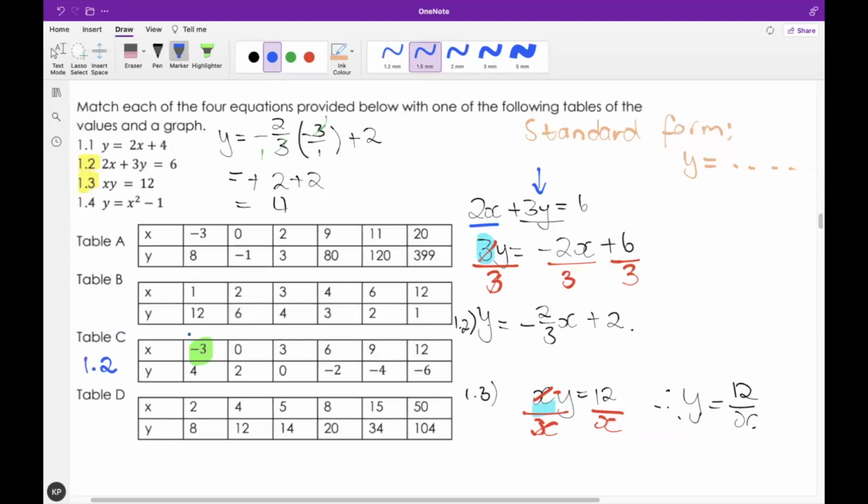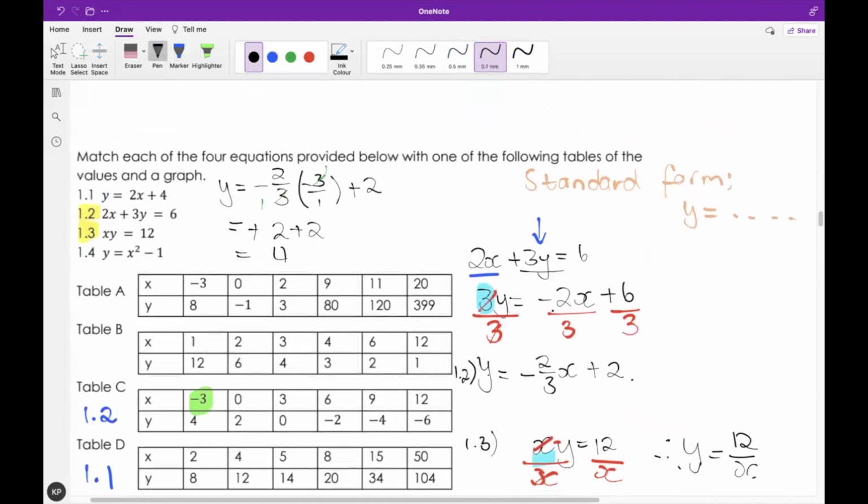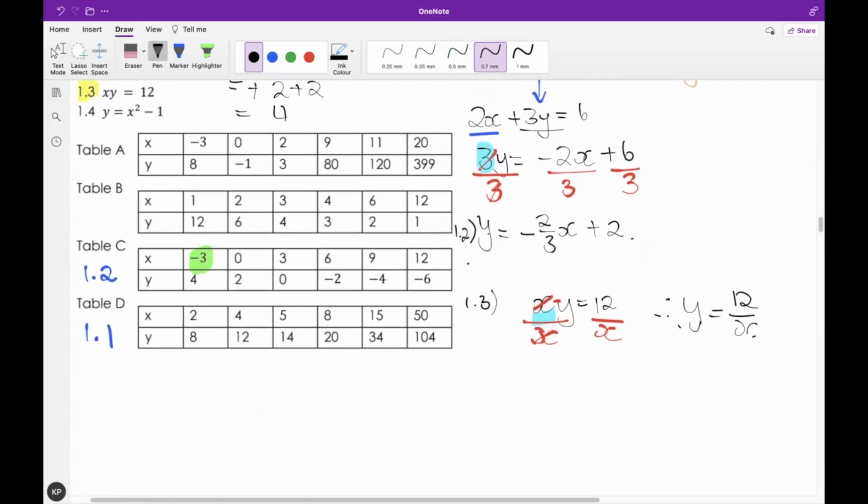Okay, which other one did you say you found? Table D, which goes with 1.1. Yes. Okay, let's check. 1.1 is 2x plus 4. Y is equal to 2 times 2 plus 4. 2 times 2 is 4, plus another 4, and that gives me 8, and that is correct. Table D goes with 1.1.